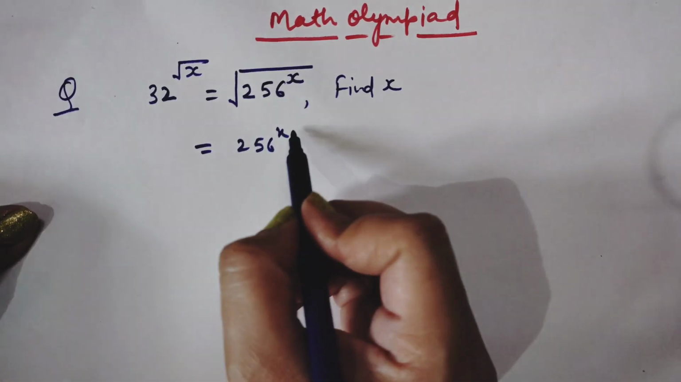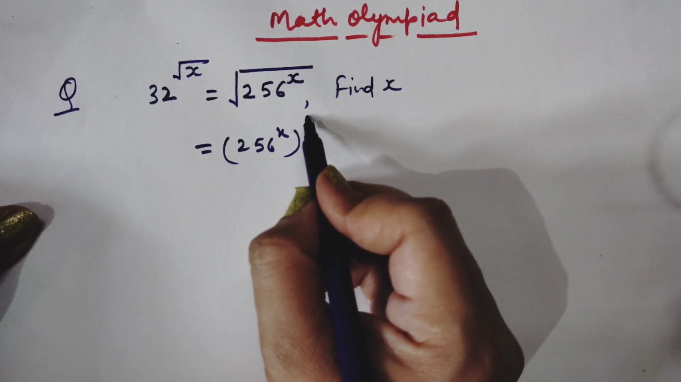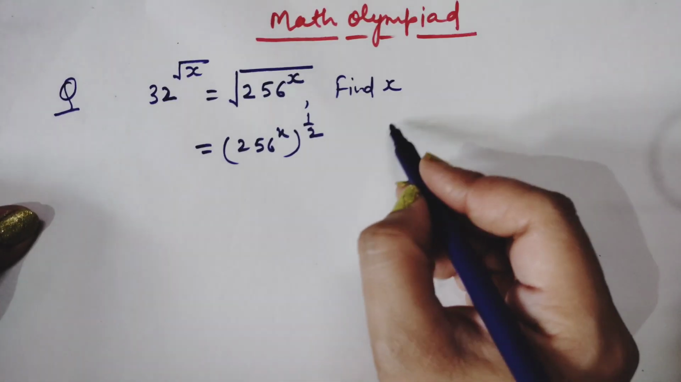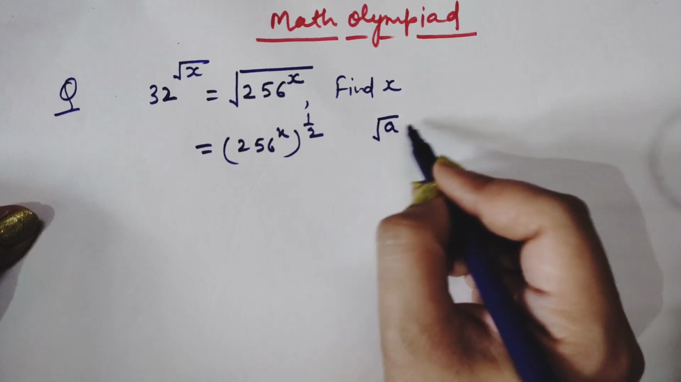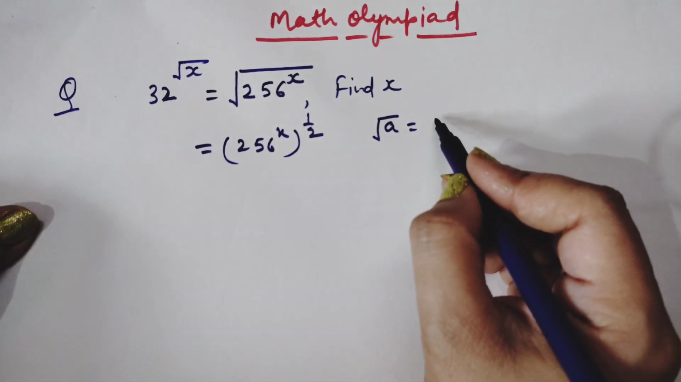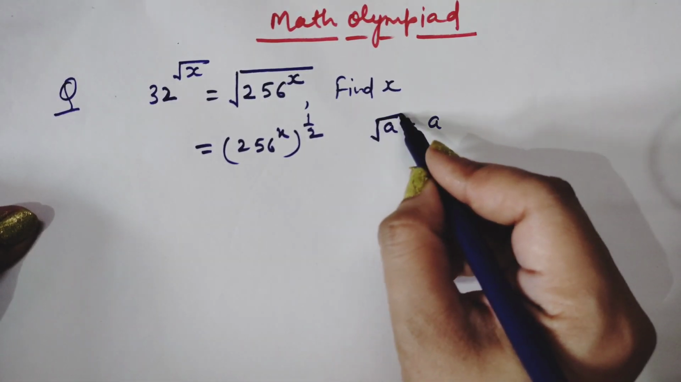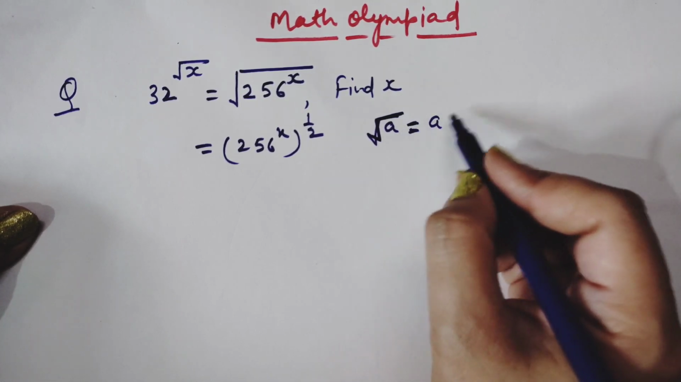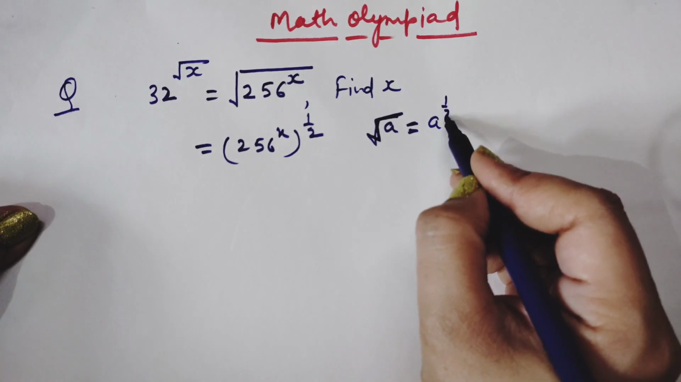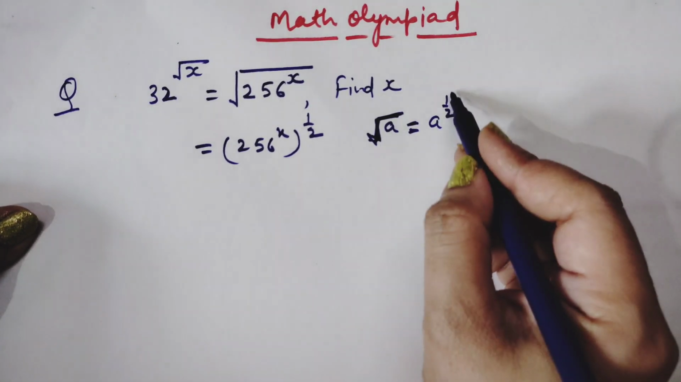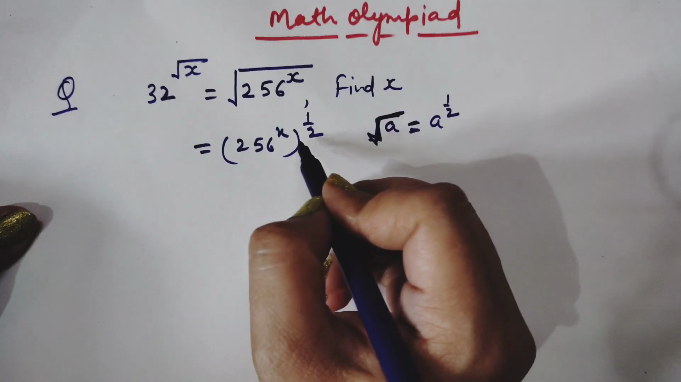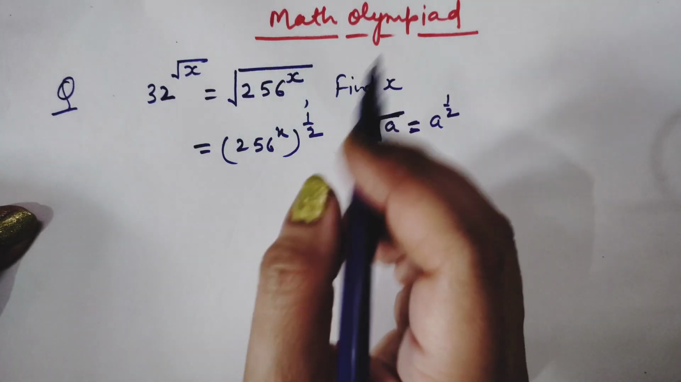Can we write this root as a whole power 1 by 2? Everybody knows that if we have the root of a, we write it as a power 1 by 2. This means its power is 1 by 2. Similarly, we will write 1 by 2 instead of this root.